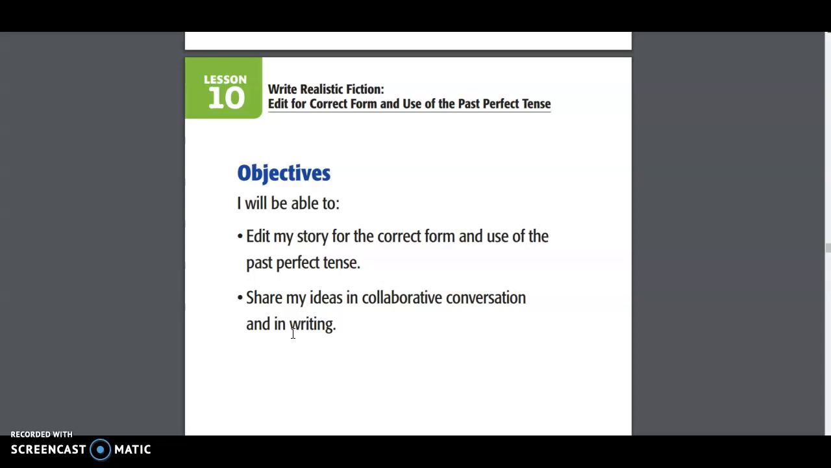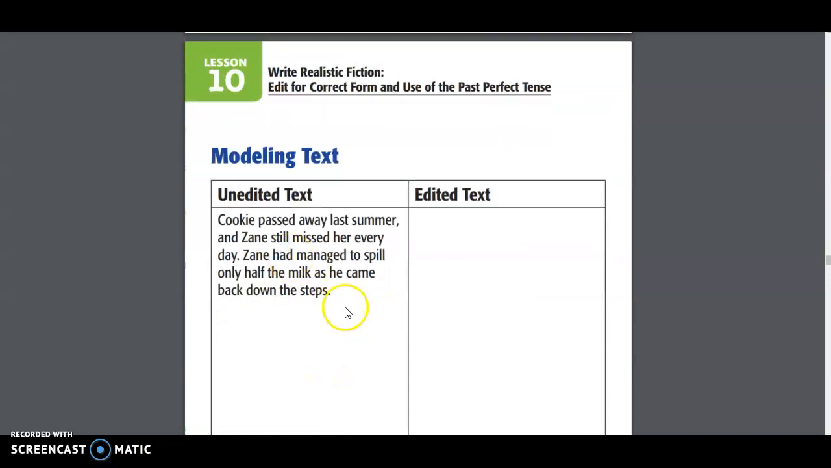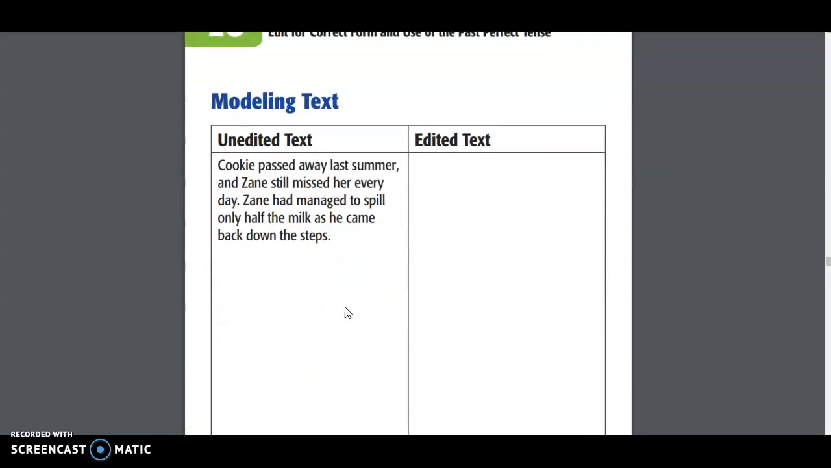All right, so we're going to look at this right here. Where would had be? So we got to first find our verbs because normally it's going to go in front of a verb. So for the first sentence, look at the first sentence. Cookie passed away last summer and Zane still missed her every day. So something has happened in the past. So we would write had before past. Cookie had passed away last summer and Zane still missed her every day.